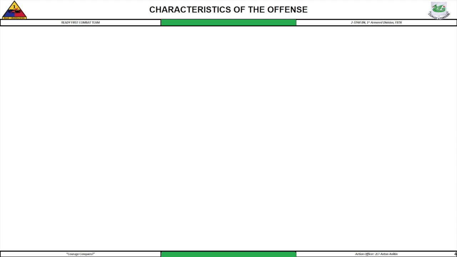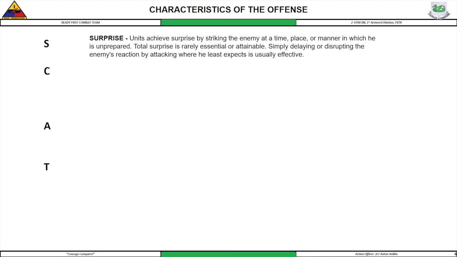Characteristics of the offense. An easy way to remember the characteristics of the offense is an acronym that we use called SCAT. Surprise. Units achieve surprise by striking the enemy at a time, place, or manner in which he is unprepared. Total surprise is rarely essential or attainable. Simply delaying or disrupting the enemy's reaction by attacking where he least expects is usually effective.